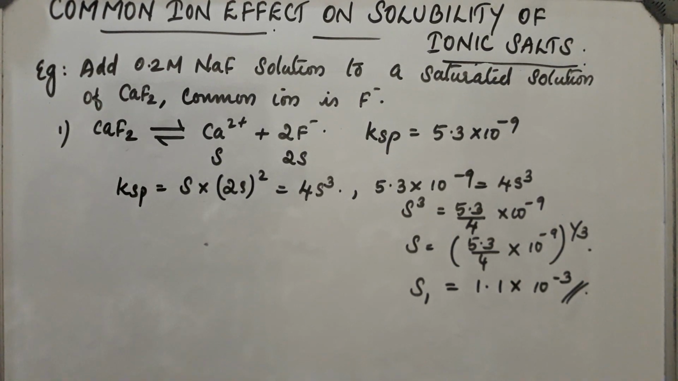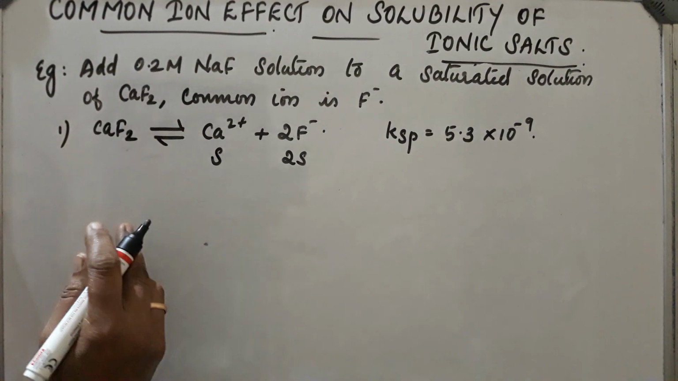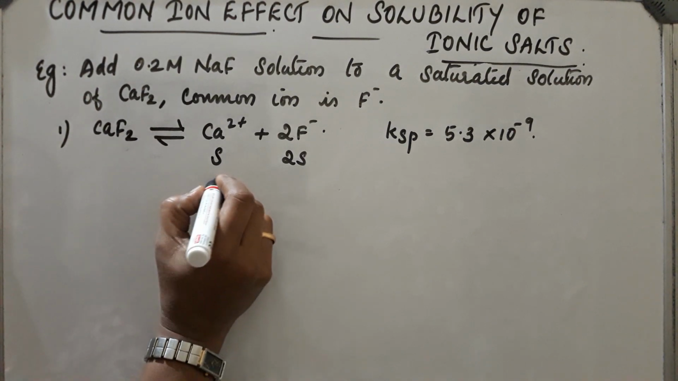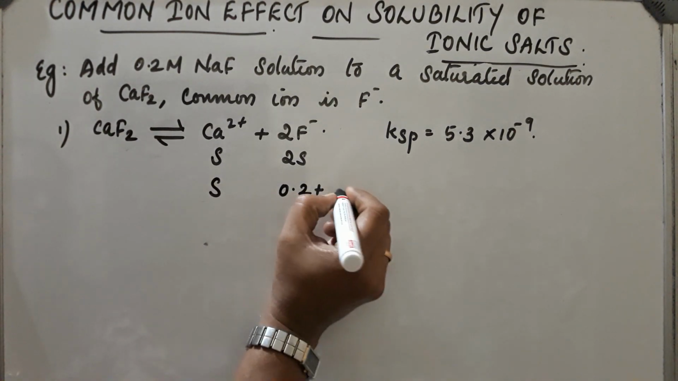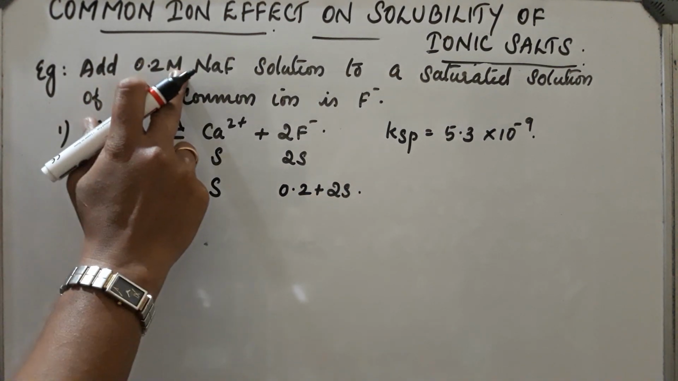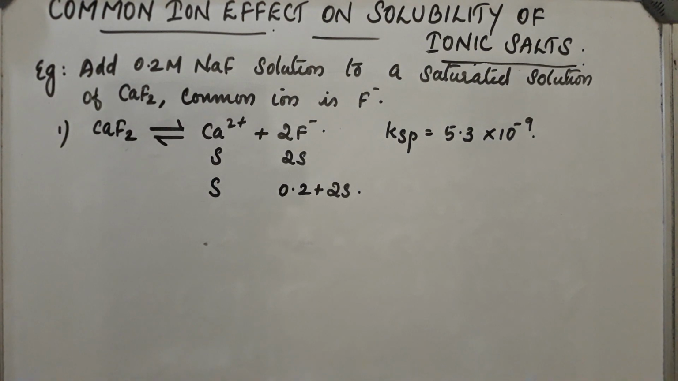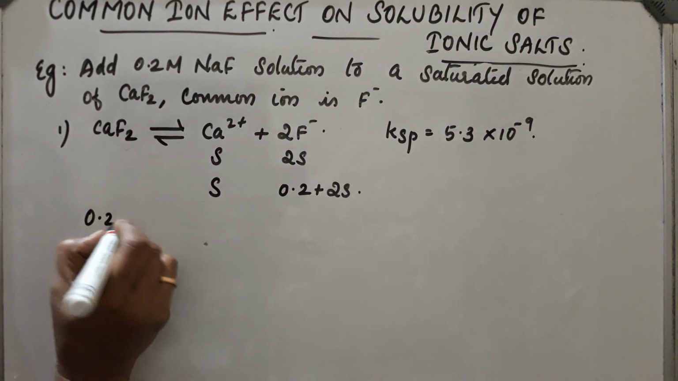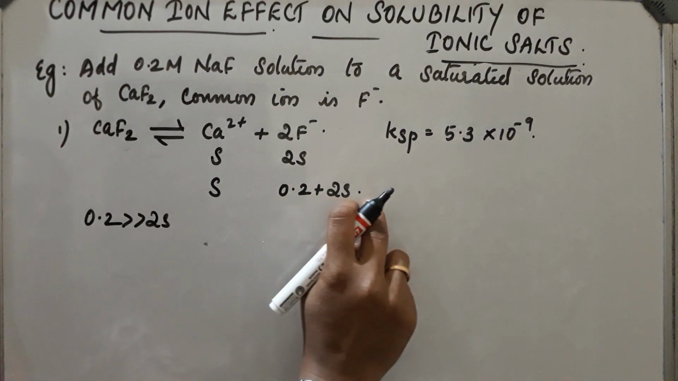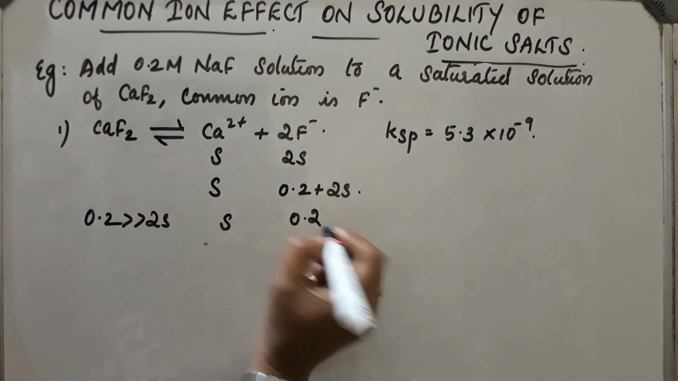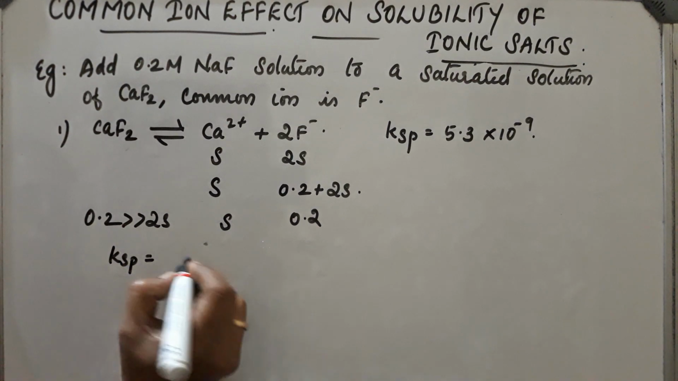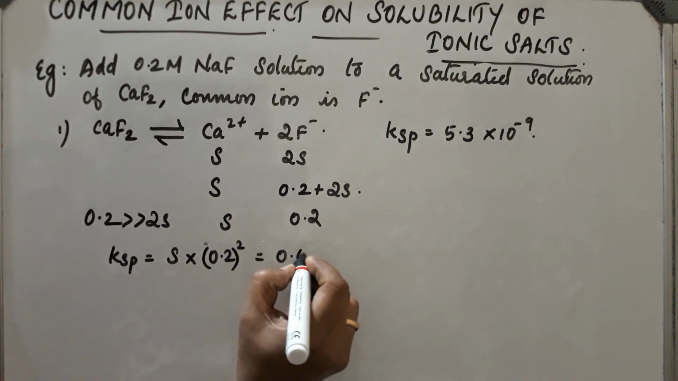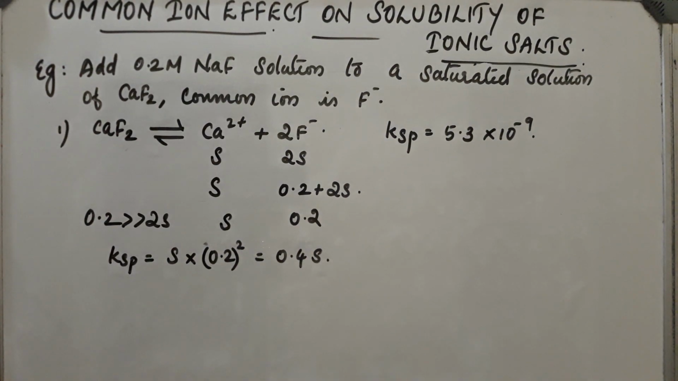Next, we are adding 0.2 molar NaF solution. What happens? The F minus ion concentration increases, so the solubility will be S and the F minus concentration will be 0.2 plus 2S. Since 0.2 is much greater than 2S, we can neglect 2S. So Ksp will be equal to S into (0.2) whole square, which is 0.04S.